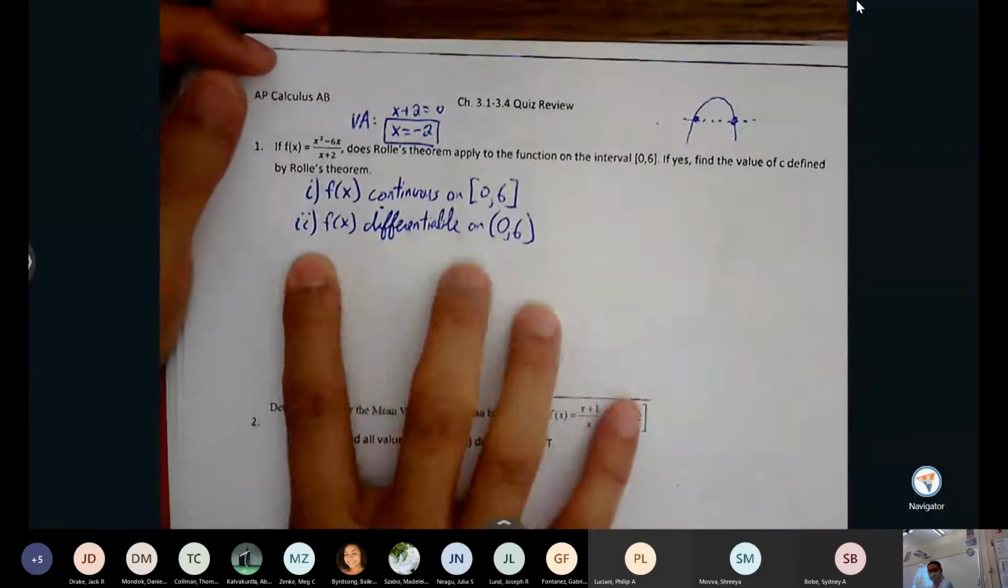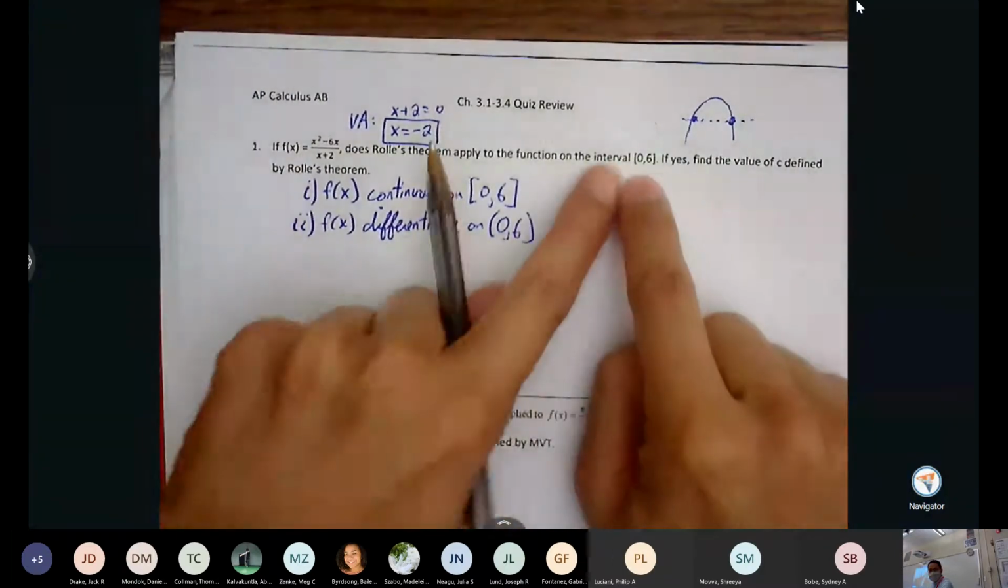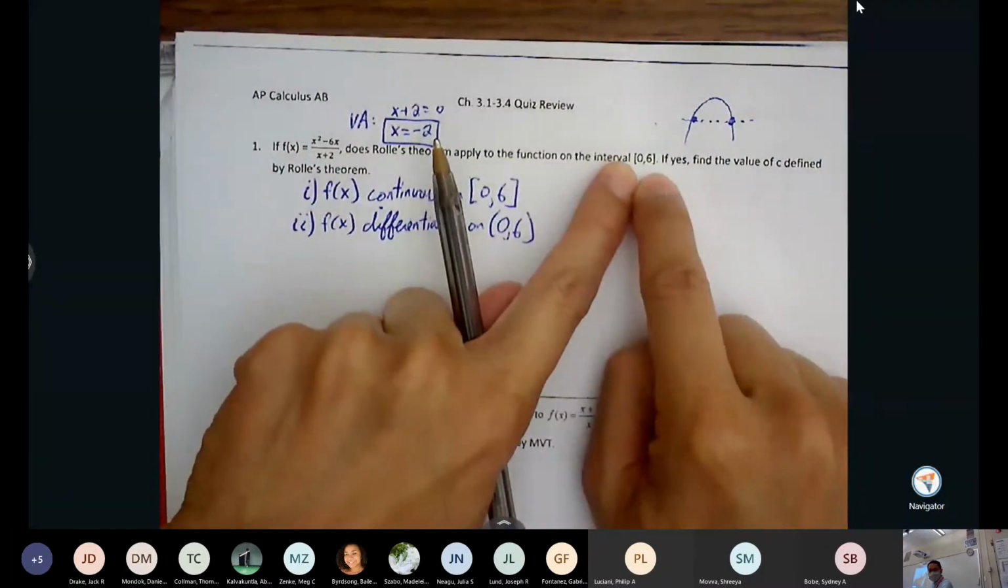So we're working towards getting that third condition, but first we need to find our endpoints, right? So let's find f of 0. We're going to find f of 6.